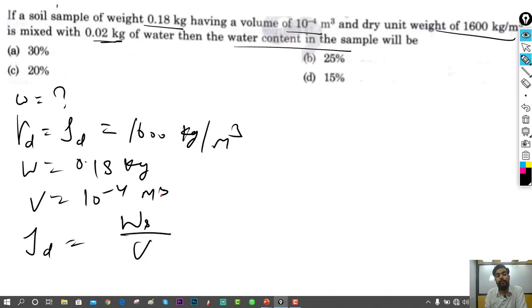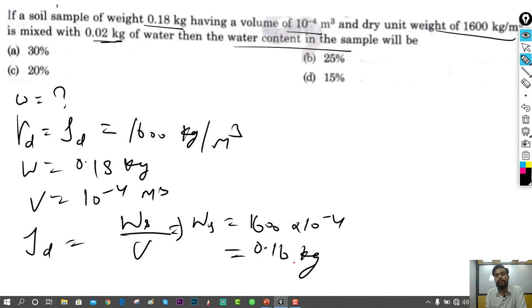Okay, and we know the volume, we know the dry unit weight, so we can find the weight of soil solid. The weight of soil solid is 1600 multiplied by 10 to the power minus 4, which means it is 0.16 kg. So we have the weight of solid and we have the total weight. The total weight of soil is 0.18 kg, and the weight of solid is 0.16 kg.